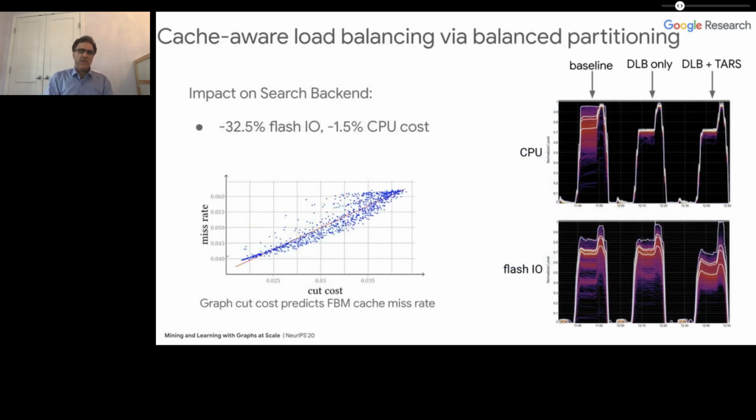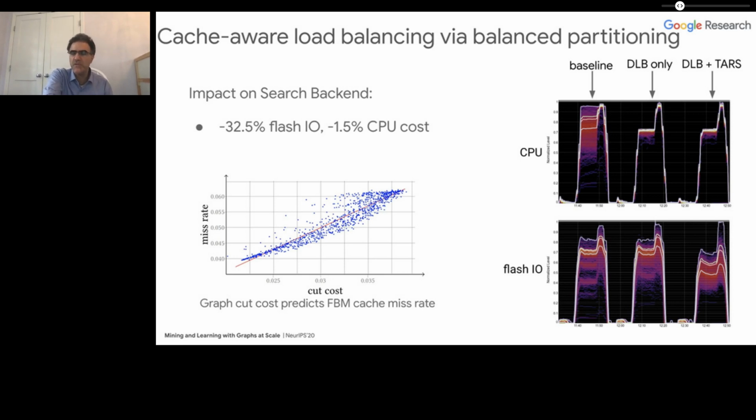First, what we did was to compute a balanced partitioning on a graph between terms and queries. And we noticed that there is a good correlation between the value of the cut that we compute on the graph, on the partitioning that we use to solve this problem, and the number of cache misses. So this gave us hope that if we deploy this in a real system, it will be impactful.